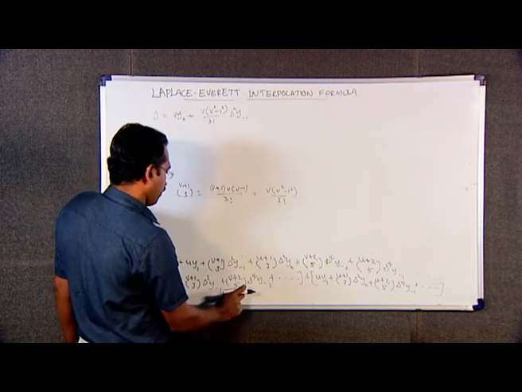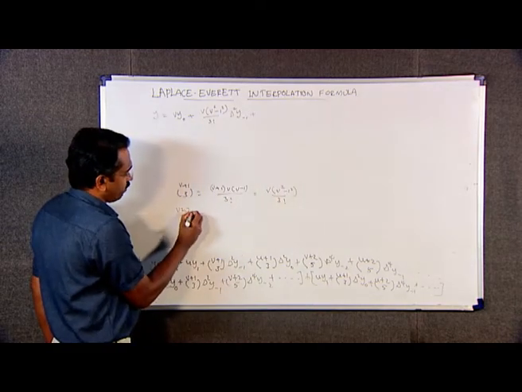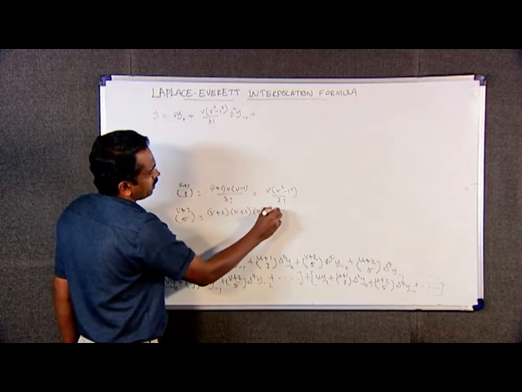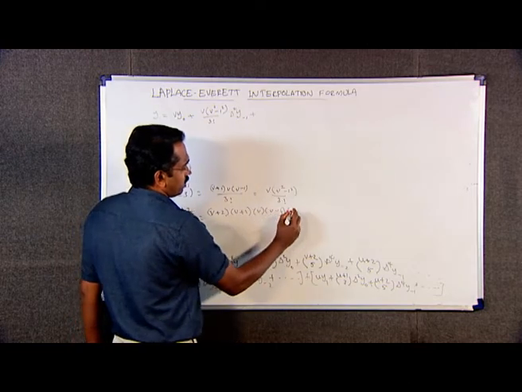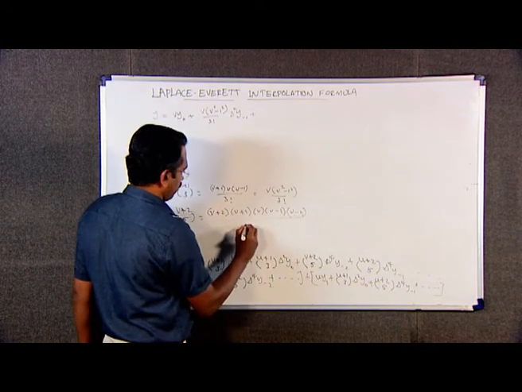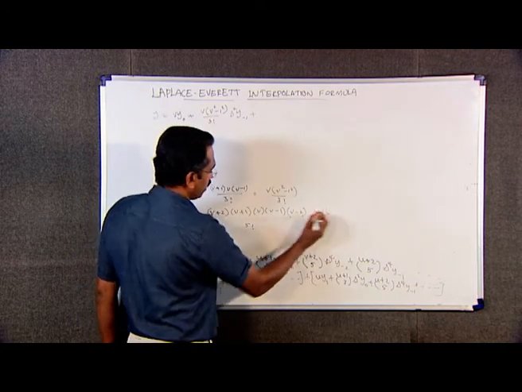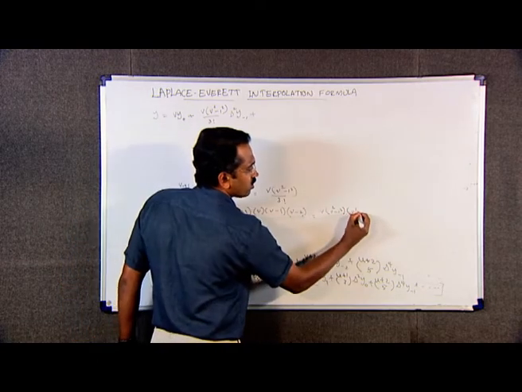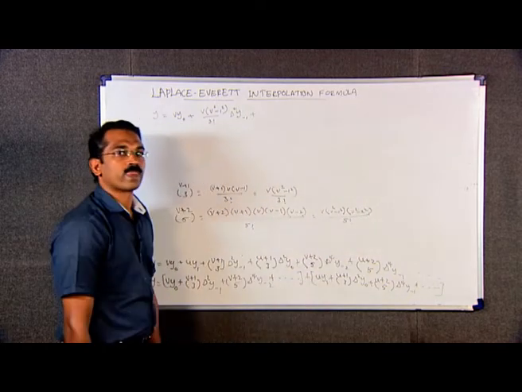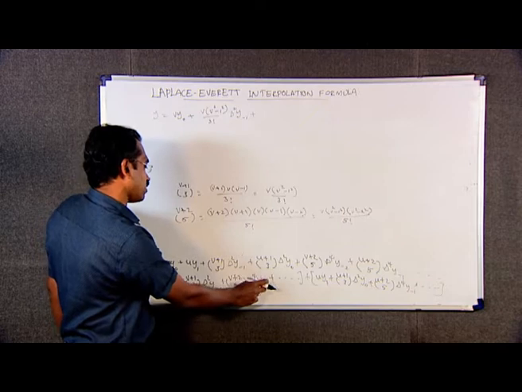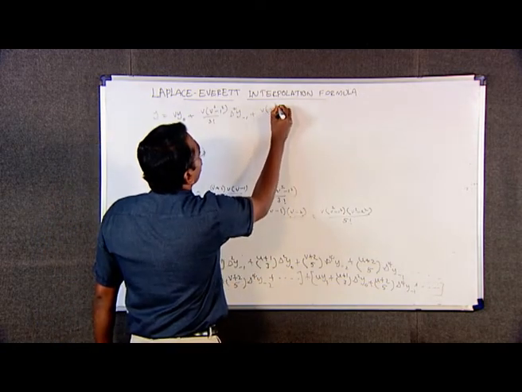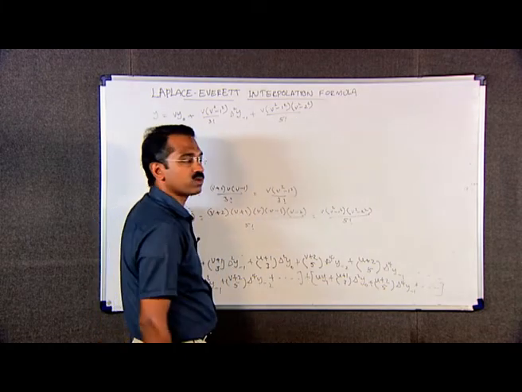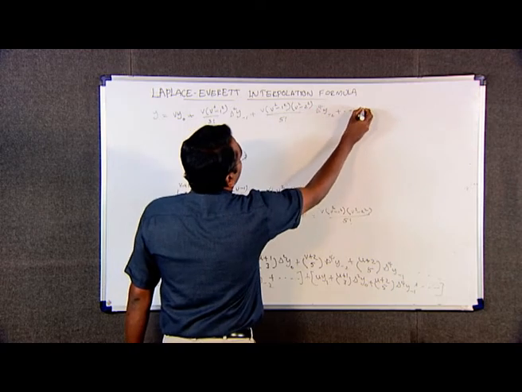plus (v plus 2) C5. (v plus 2) C5 means (v plus 2) into (v plus 1) into v into (v minus 1) into (v minus 2) divided by 5 factorial, which is equal to v into (v square minus 1 square) into (v square minus 2 square) divided by 5 factorial. That is, (v plus 2) C5 into delta raised to 4 y minus 2 means v into (v square minus 1 square) into (v square minus 2 square) divided by 5 factorial into delta raised to 4 y minus 2 plus etc.